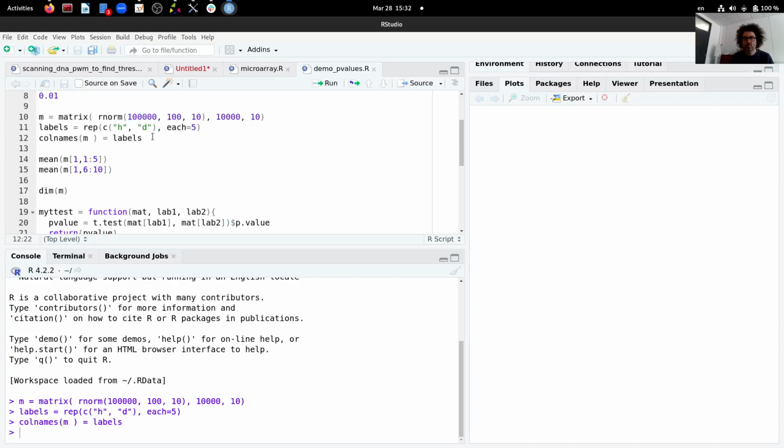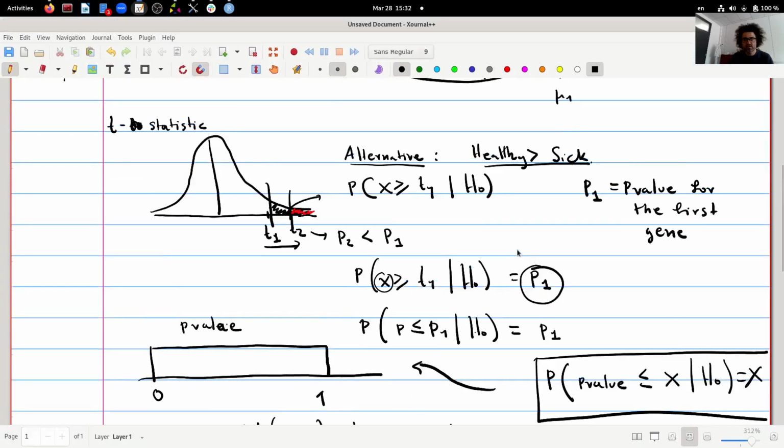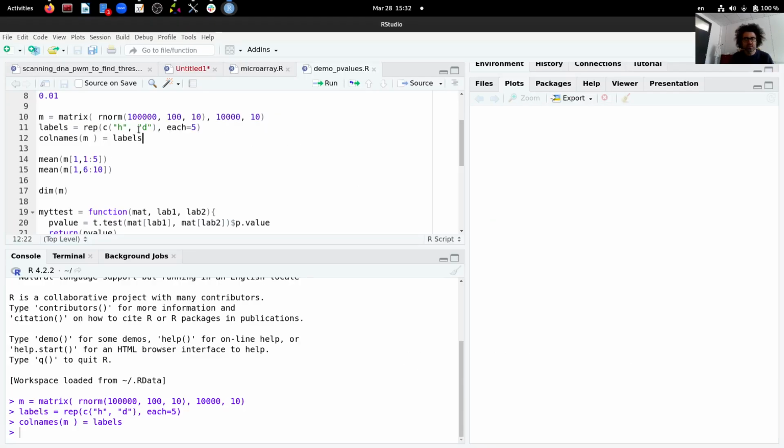Therefore, it's similar to what we said here, that the values of the healthy people and the values from the sick people are coming from the same distribution. Which means that the null hypothesis is actually correct here.